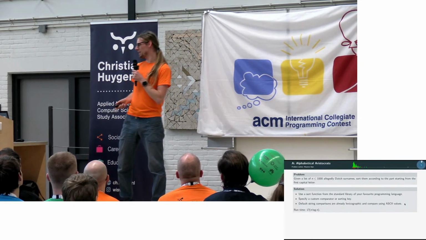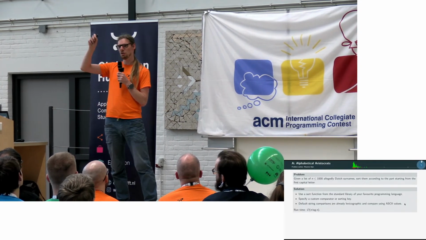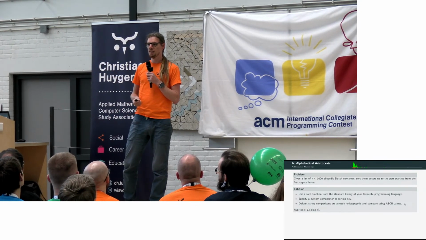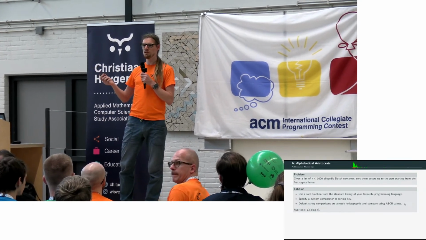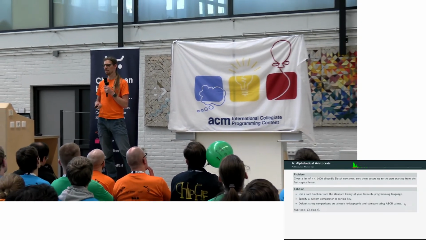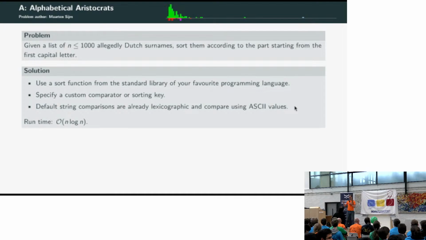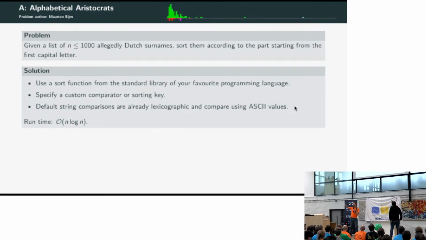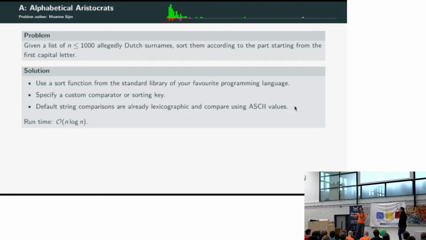We're given these names, and we have to sort them starting from the first capital letter. We don't have so many names in the input, so we can basically just use the standard n log n sorting algorithm from the standard library in whatever language, with a custom compare function where you search for the first capital letter, the first character between A and Z, and sort by that suffix. This runs in n log n.